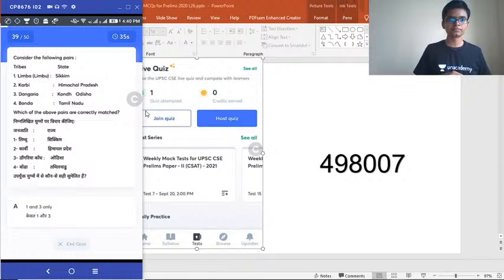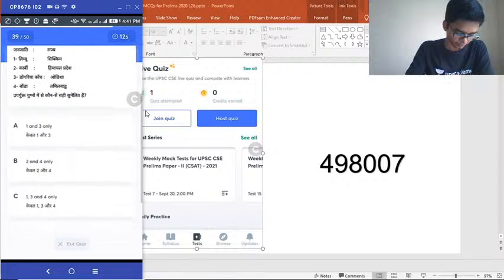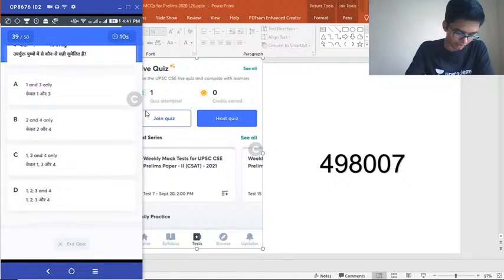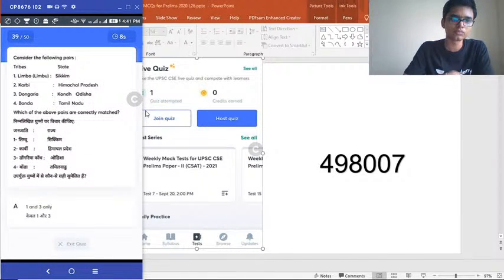(39) Tribes and the state. Limbo, Sikkim; Karbi, Himachal Pradesh; Dongaria Kondh, Odisha; Bonda, Tamil Nadu. Which of the above pairs is or are correctly matched? 1 and 3, 2 and 4, 1, 3, 4, 1, 2, 3, 4.